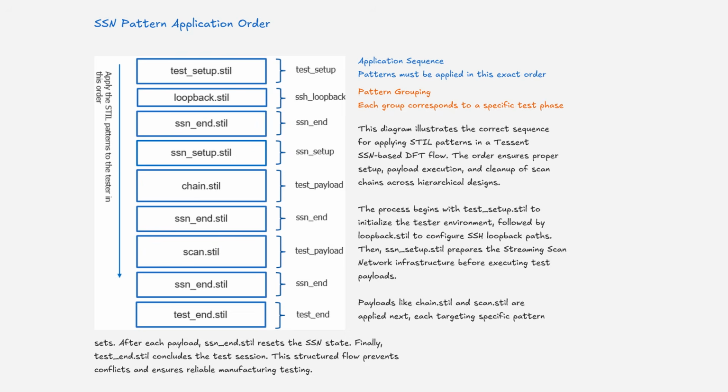Payloads like chain STIL and scan STIL are applied next, each targeting specific pattern sets. After each payload, SSN STIL resets the SSN state. Finally, test end STIL concludes the test session. This structured flow prevents conflicts and ensures reliable manufacturing testing.